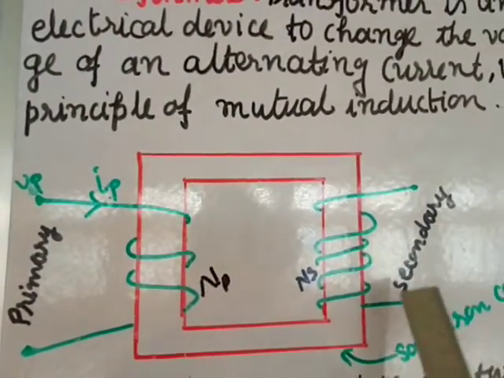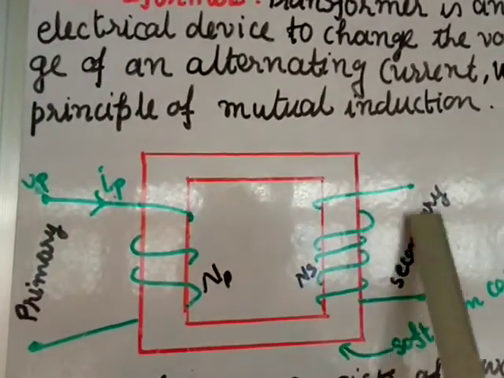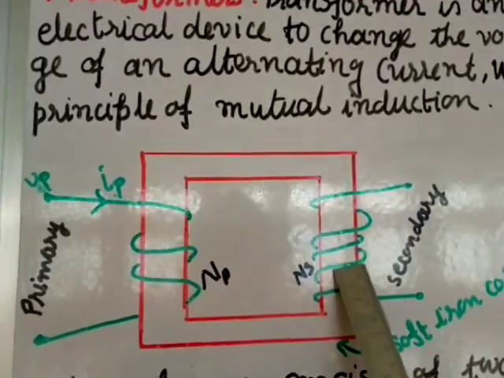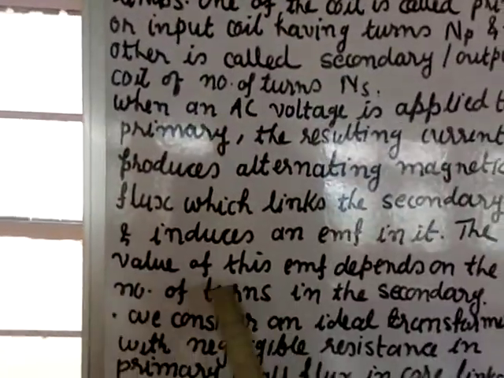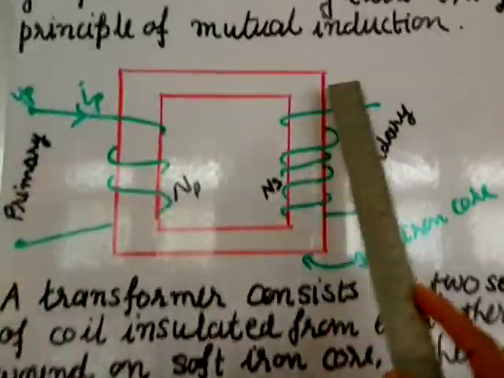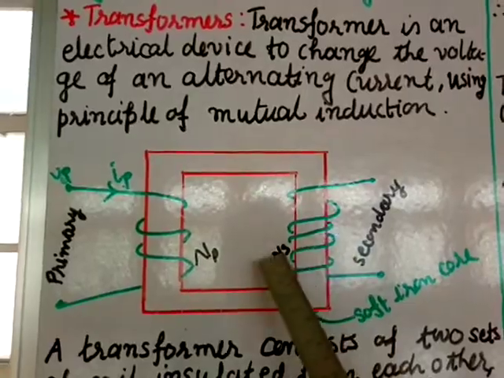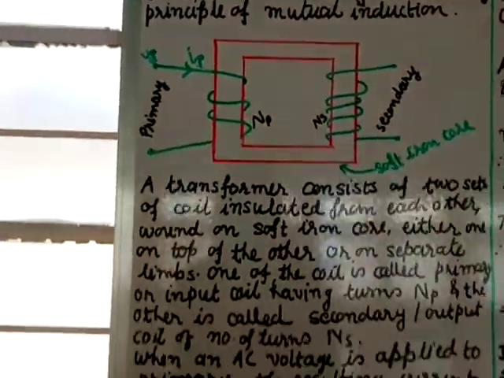And by Faraday's law of induction, that flux which is changing or alternating will induce EMF in the secondary coil. The value of this EMF depends on the number of turns in the secondary, that is on Ns.